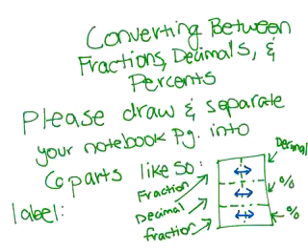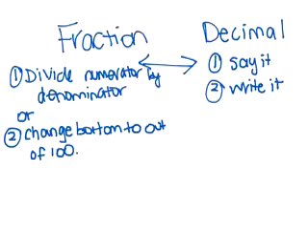So on the top part we're going to put fraction, decimal, in the middle we're going to put decimal, and then on the right, percent. On the very bottom, on the left, we're going to put fraction, and on the right, we're going to put percent. And once you're done with that, guys, we're going to go ahead and start with the top. So right now, we're going to be looking at how to go from a fraction to a decimal.